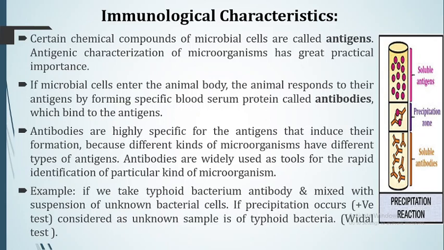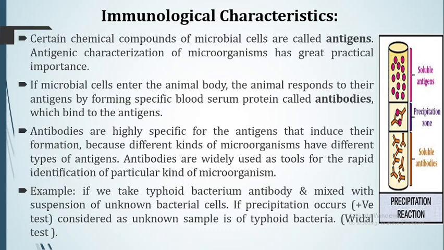With respect to immunological characteristics, certain chemical components of microbial cells are called antigens. Every organism has its own antigenic structure. Antigen characterization of microorganisms has great practical importance. Using this, we can identify whether a serum or blood sample has the antigen of a particular pathogen. If microbial cells enter an animal's body, the animal responds to their antigen by forming specific blood serum proteins called antibodies, which bind to the antigen. This is known as the antigen antibody reaction.